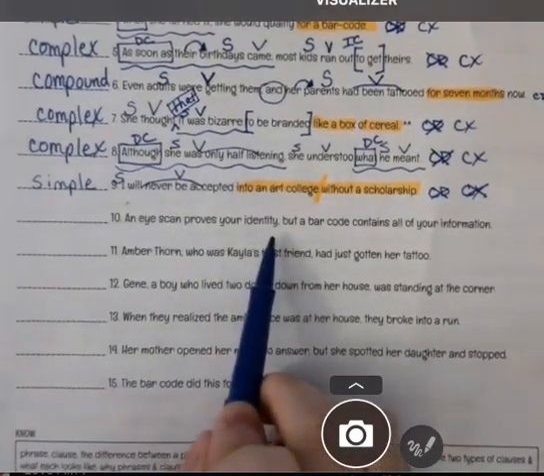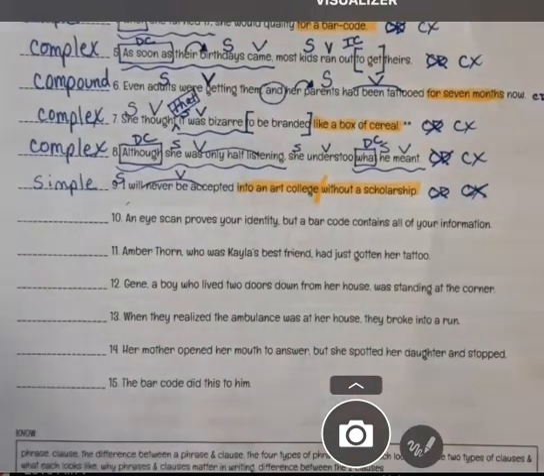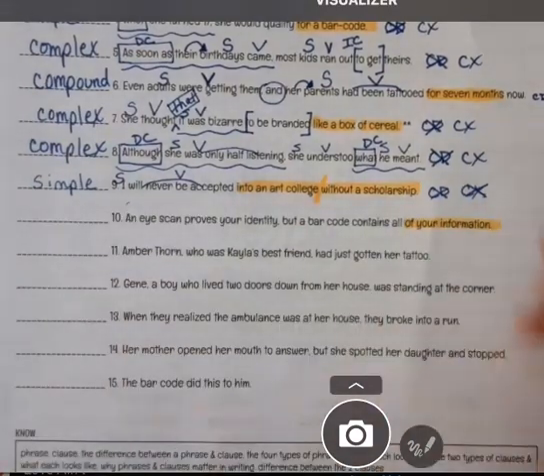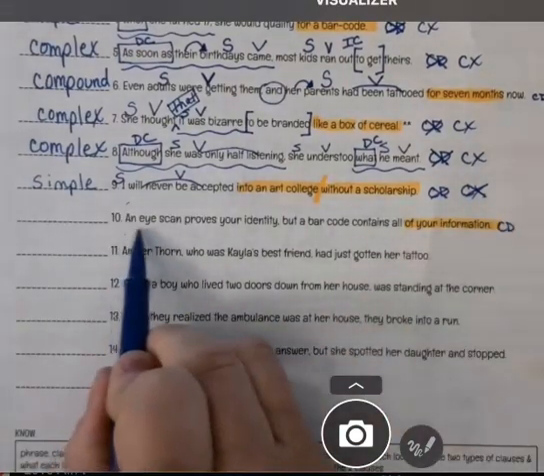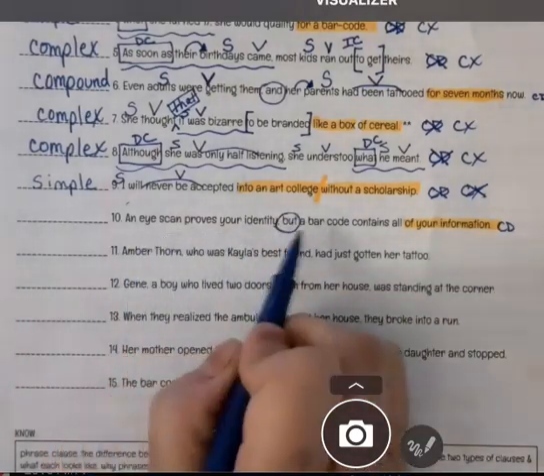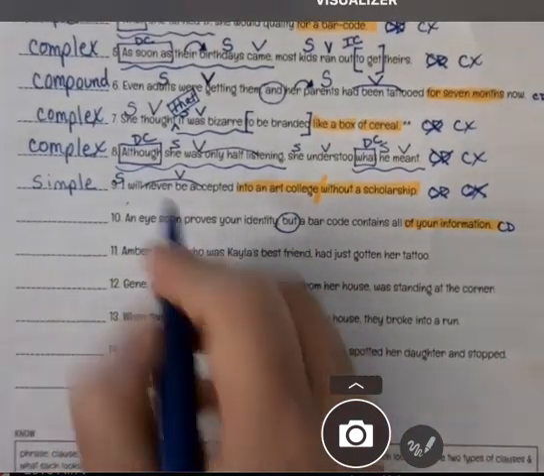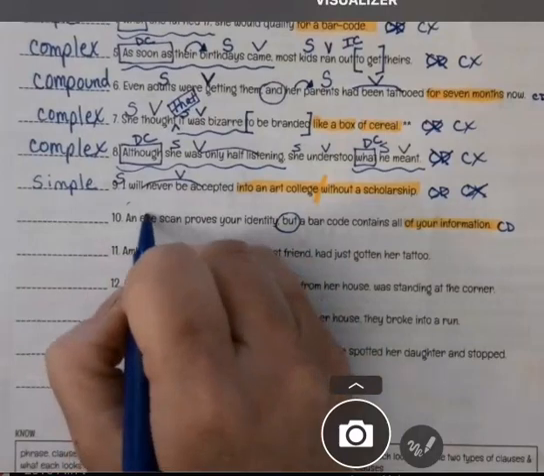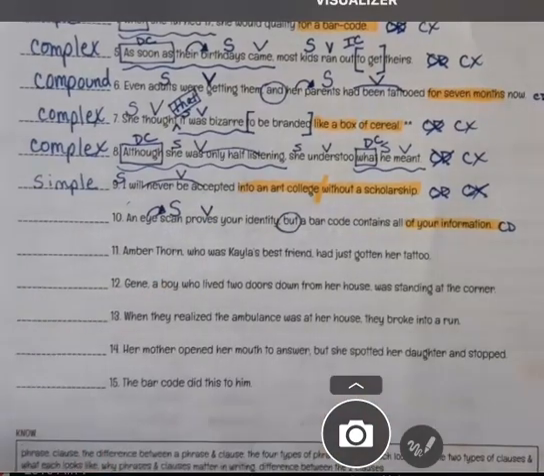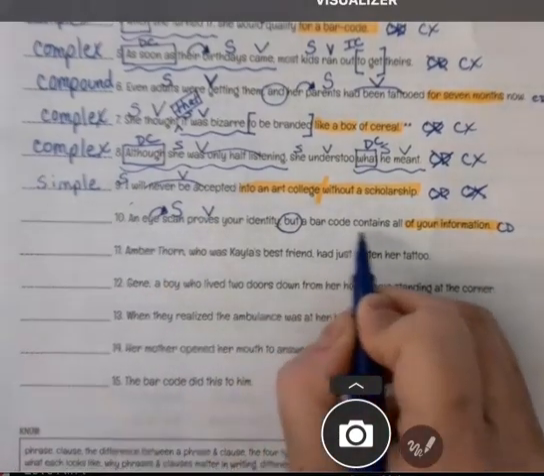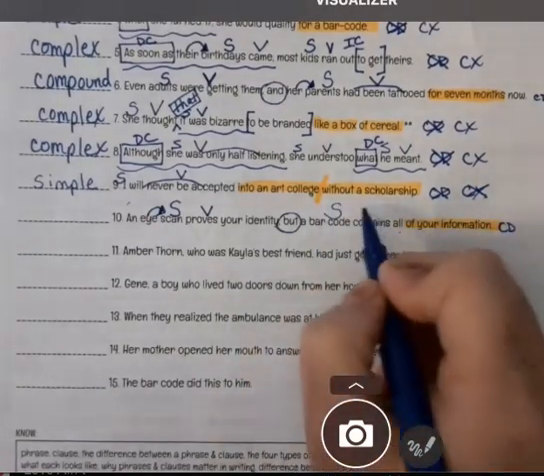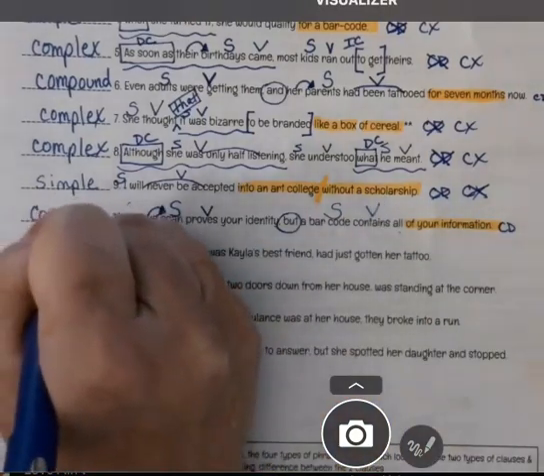An eye scan proves your identity, but a barcode contains all your information. So of is a preposition, so of your information. Going to look to see if I have a compound sentence. Do I see a comma conjunction? And I do. So now I've got to see, is there a subject on both sides? An eye scan proves your identity. So the sentence isn't talking about an eye. It's talking about a scan. And what does the scan do? It proves. And then on this side, a barcode contains all. The subject is the barcode. And what does it do? It contains. So this is compound.